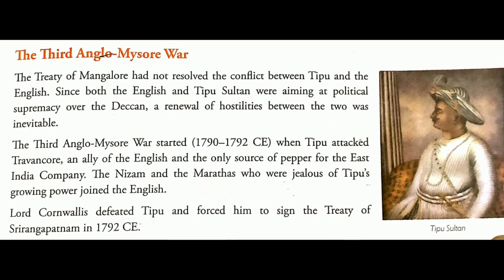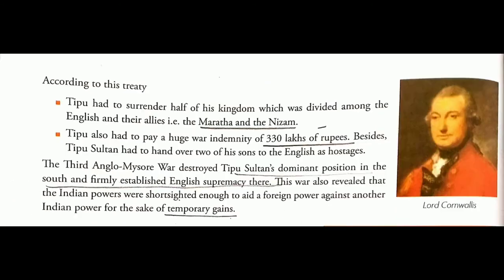They supported the Britishers. Lord Cornwallis defeated Tipu and forced him to sign the Treaty of Seringapatam in 1792. Here Lord Cornwallis, who was representing the British East India Company, forced Tipu Sultan to sign the treaty because they were much more powerful than Tipu Sultan. After the Third Anglo-Mysore War, a treaty was signed between Tipu Sultan and the Britishers, the Seringapatam Treaty. Under that, we need to understand what was agreed.